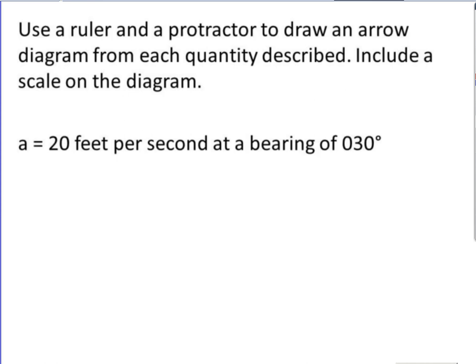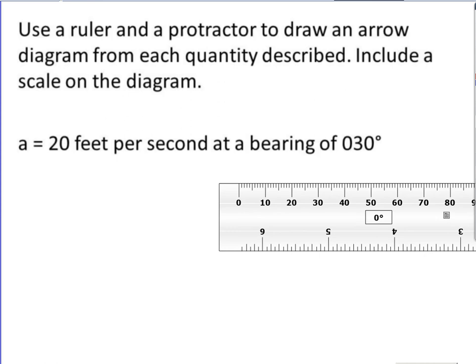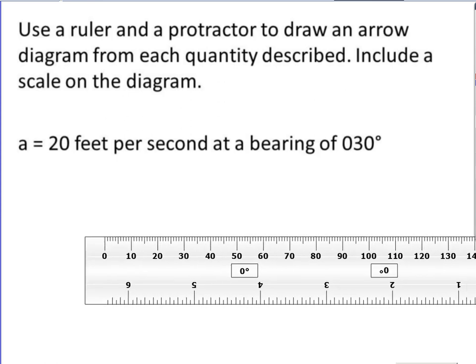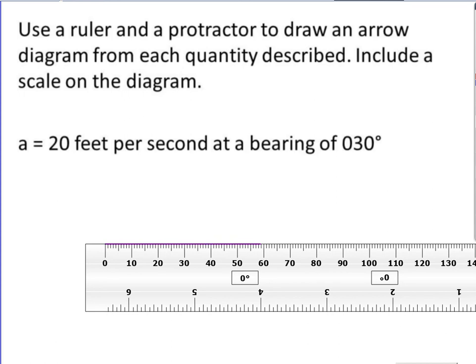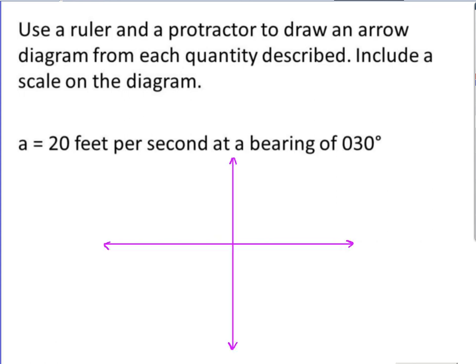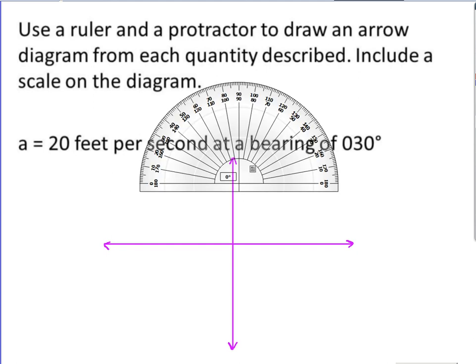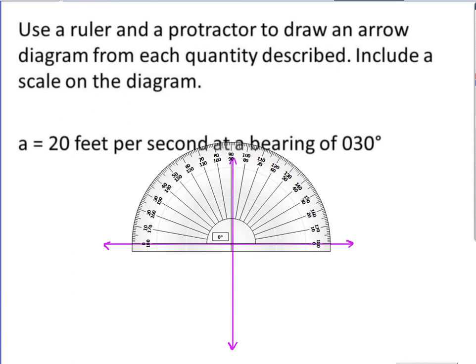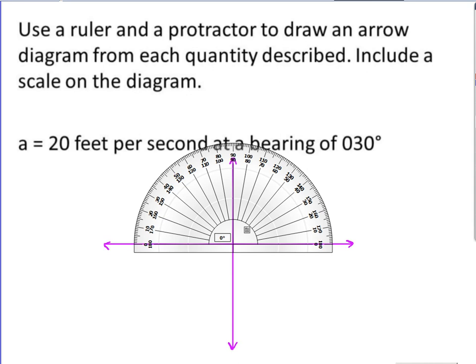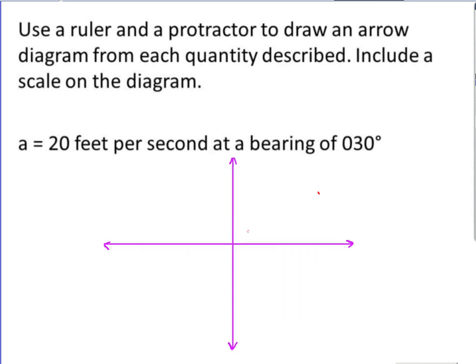So using a ruler and a protractor, we need to draw an arrow diagram for each quantity described, and include a scale on the diagram. So the first thing we want to do is just make our XY coordinates. Once you have your coordinate plane drawn, you're just going to get out a protractor. Because this one just says it's 30 degrees, we're going to measure that with the horizontal. So we line this up. We're going to go to 30 degrees, and we're going to put a little mark so we know where that's located. Once we have that mark, we're going to come up with our scale.